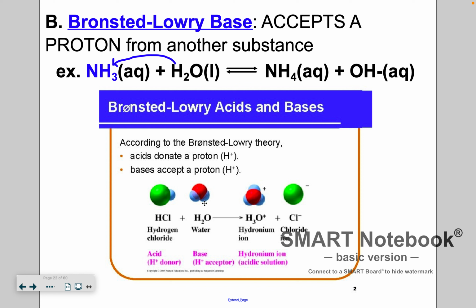Part of your assignment will be looking at a chemical equation and looking for the transfer of a proton. The thing that donates the proton, here I have HCl and now it's just Cl, lost that proton, so it donated. This is my acid, this is my base. That's it.